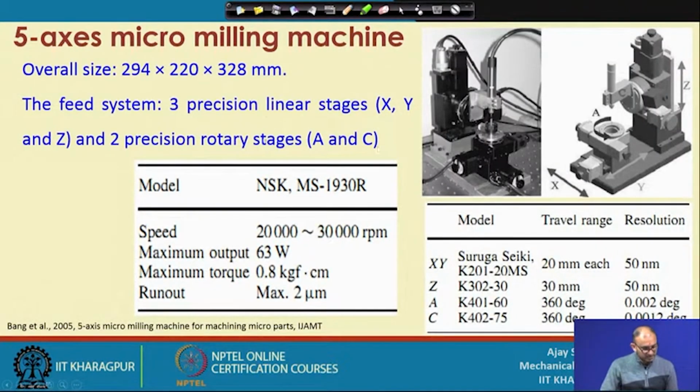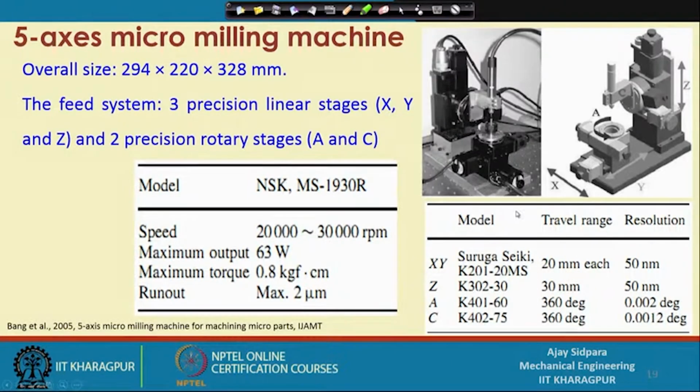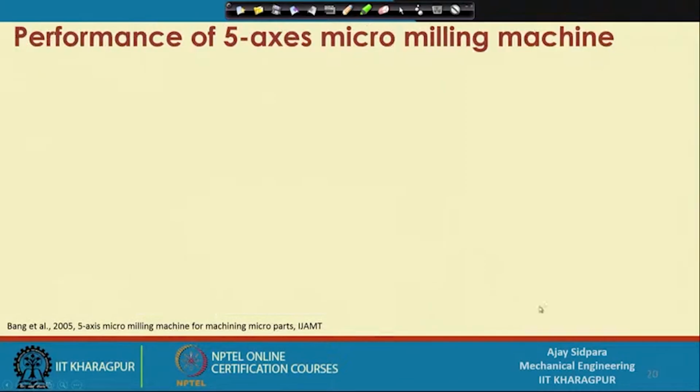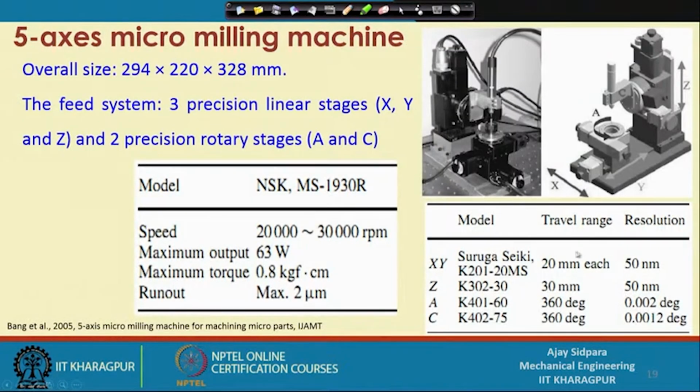Related to the axis specification, it has x, y, z and A, C axes. The x, y axes have a total travel range of 20 millimeter. So, if you want to do machining within 20 millimeter, you can do that. Resolution is 50 nanometer. Z means vertical travel, and you can accommodate a component with 30 millimeter of height with the same resolution. For the A and C axes, you require rotation. The C axis is very precise, because if you want to maintain the tilting angle with very precise motion, it has 0.0012 degree and 0.02 degree.